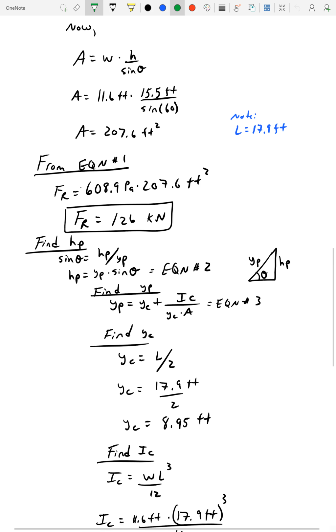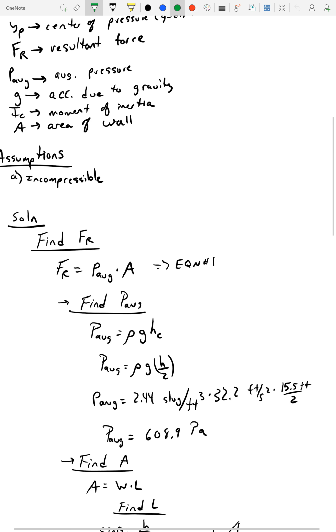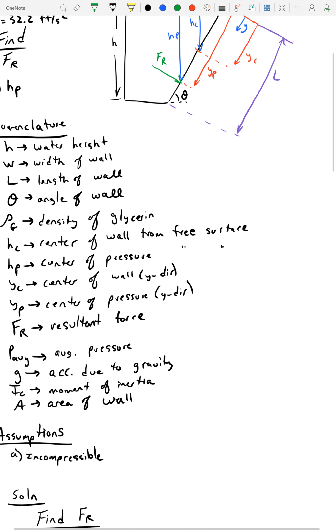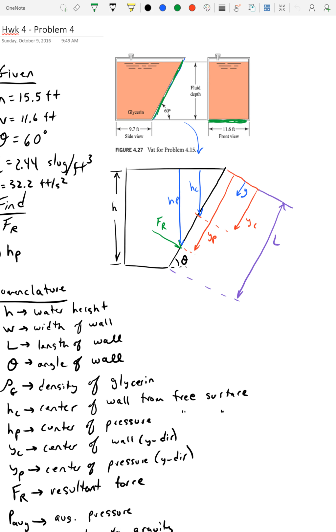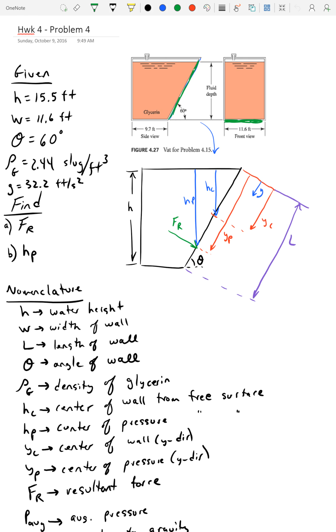So this is exactly how I want you to set up your homework problems. Down the page, nice and neat, spread it all out, and you'll be fine. Okay, thank you.